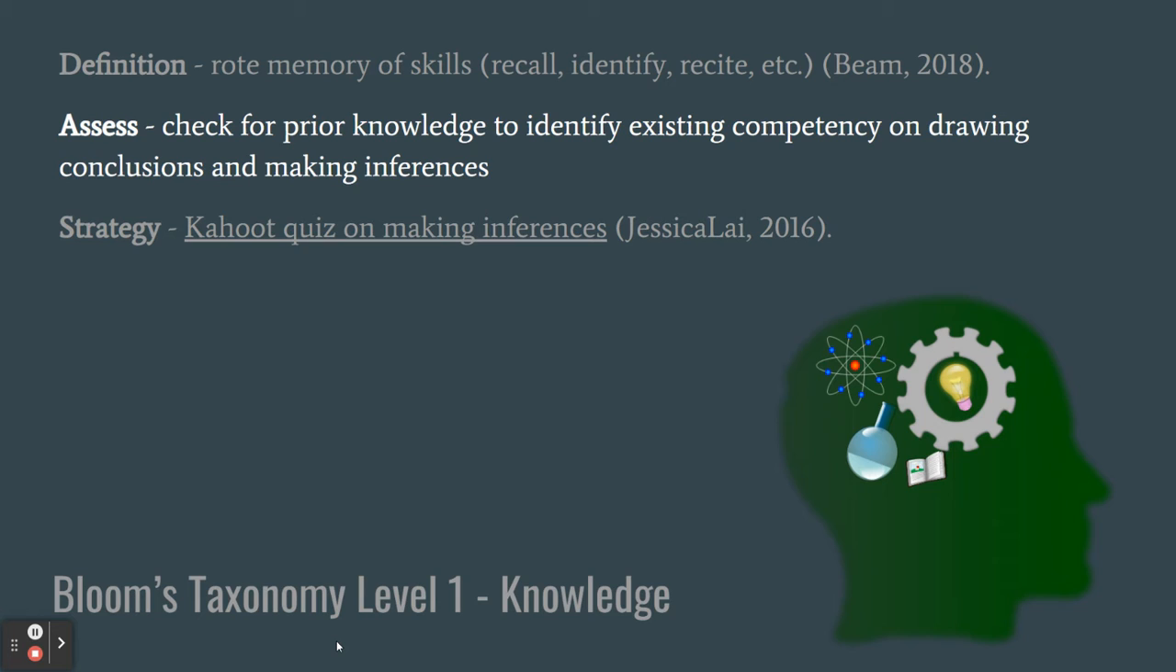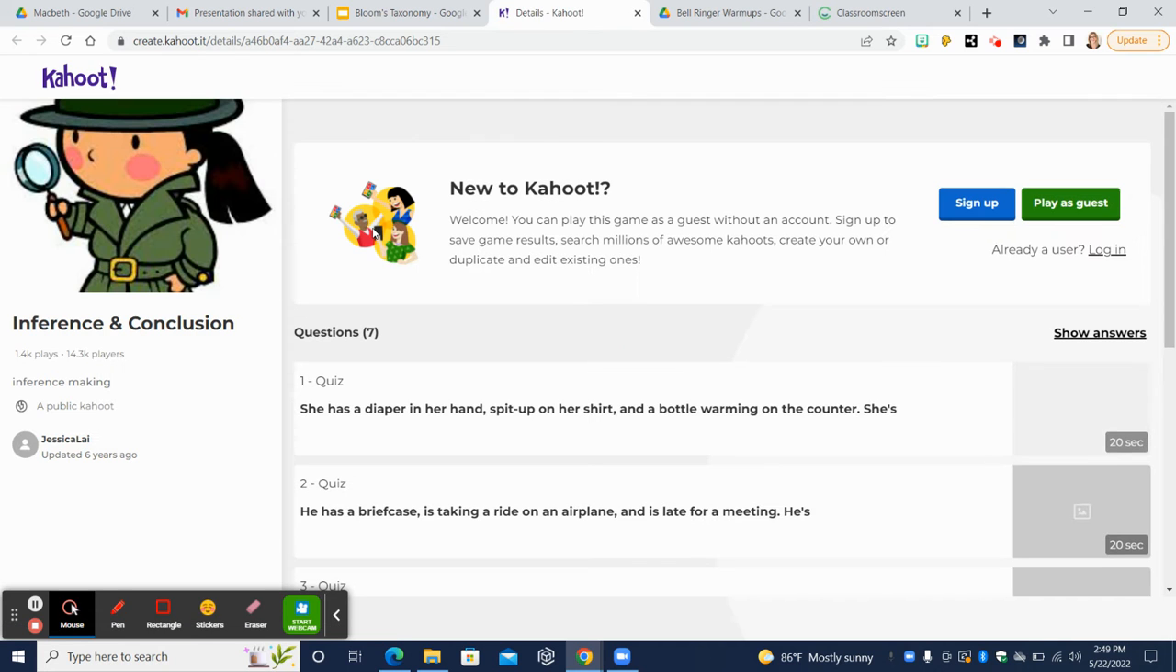So we want to make sure that before we go into the more complicated levels of Bloom's taxonomy, our students have a good grasp and a good competency on what it means to draw conclusions or make inferences. So the strategy that I would suggest using in doing this is just a simple Kahoot quiz on making inferences. So you can tell this is a little bit of an elementary type Kahoot, but again, we're on the basic knowledge level of Bloom's taxonomy.